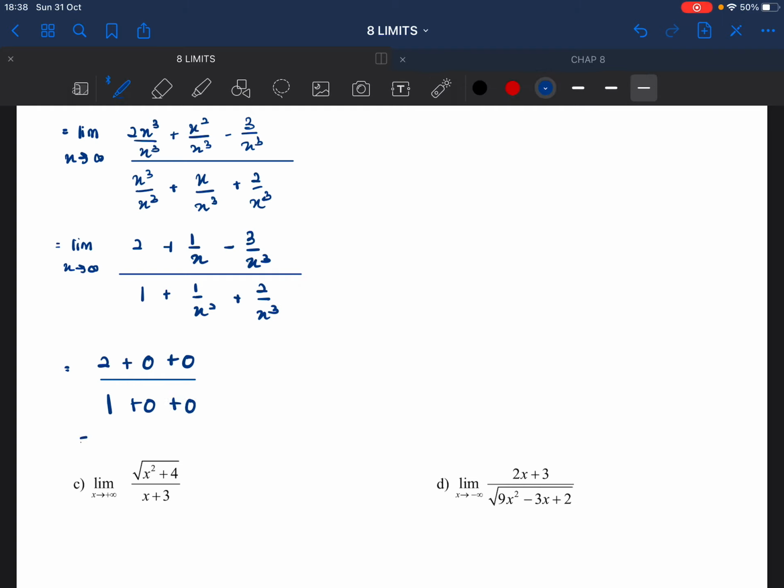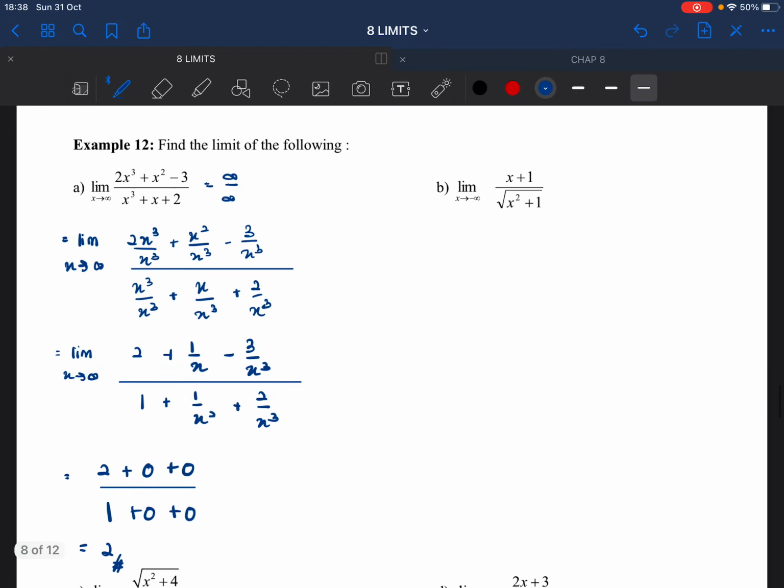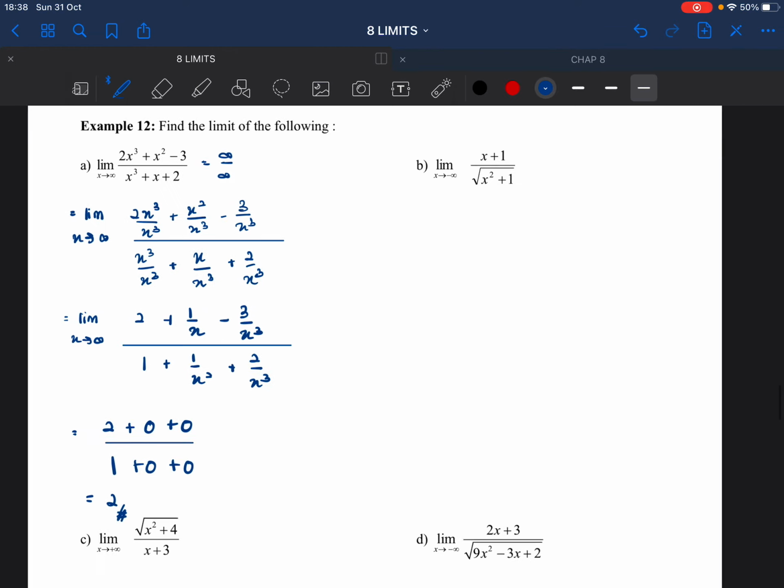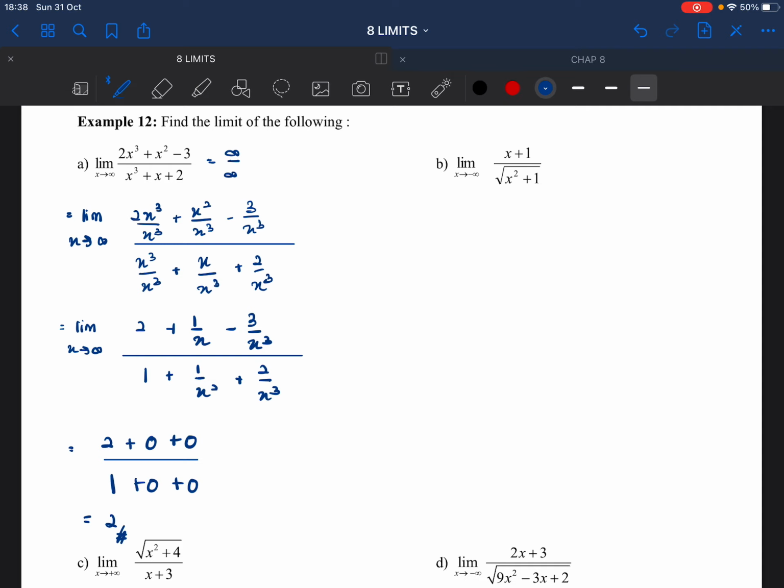So the final answer here will be 2 over 1, which is 2. So that is how you find a limit at infinity for a rational function. Just divide each term by the highest power of the denominator. Okay, so let's see the next example, example B.